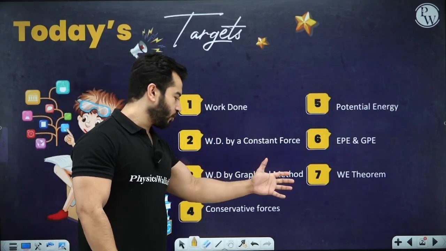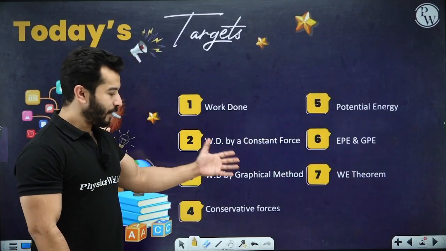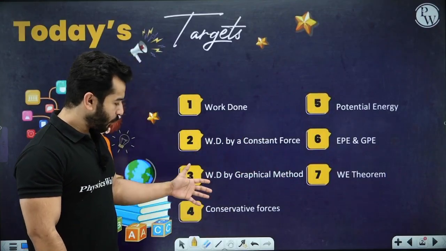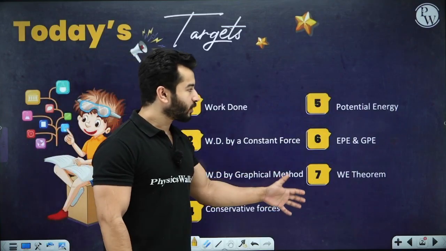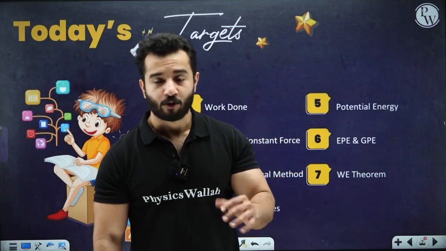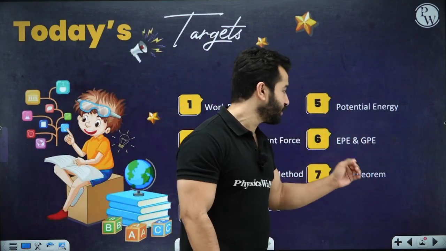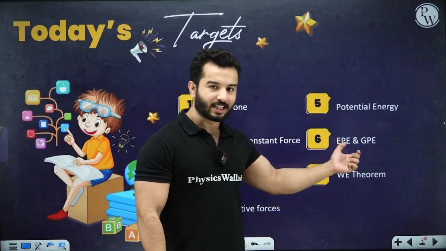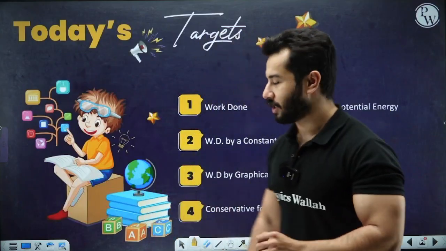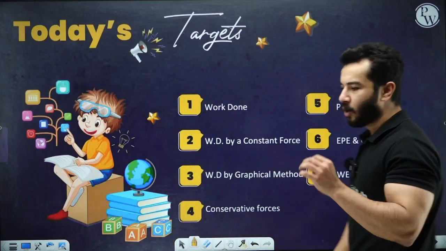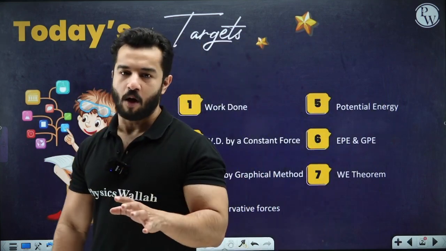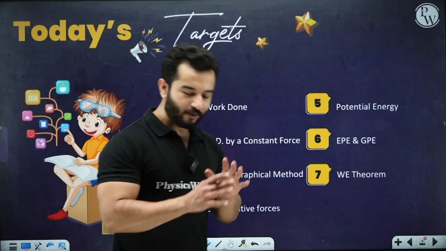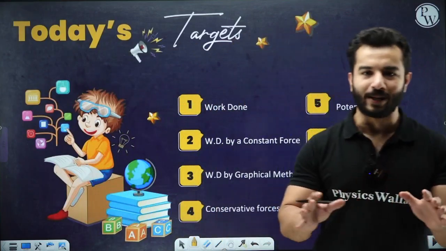Then we are going to talk about work done by graphical method, and the most important thing is we'll talk about conservative forces, non-conservative forces, their relation with potential energy. Further, we are going to discuss elastic potential energy, gravitational potential energy, and the last topic is going to be the work energy theorem along with power. So in short, we are going to do this chapter completely, right?